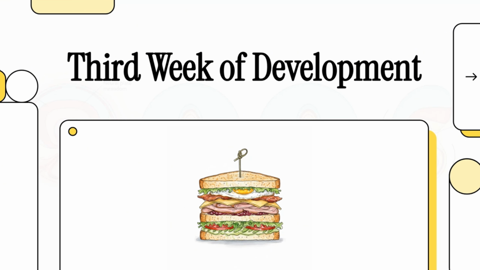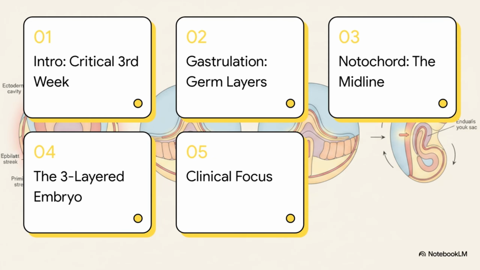And this isn't just a small change. This is the moment we lay down the fundamental blueprint for every single organ and tissue in the body. Okay, so let's dive in and see how this incredible architectural feat actually happens. In this explainer, we're going to walk through the 5 critical stages of this week. We'll start with why it's so important overall. Then we'll break down the main event, which is gastrulation, and follow that with the formation of the super important notochord. After that, we'll take a look at the resulting 3-layered embryo, and finally, touch on why this is such a sensitive period from a clinical standpoint.